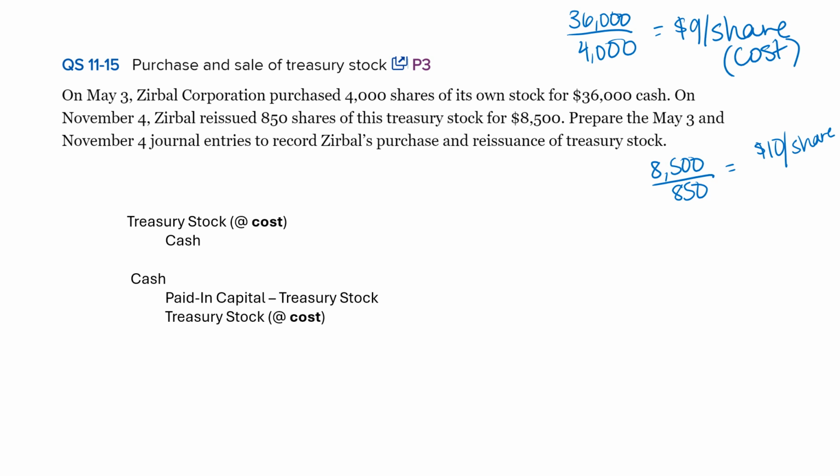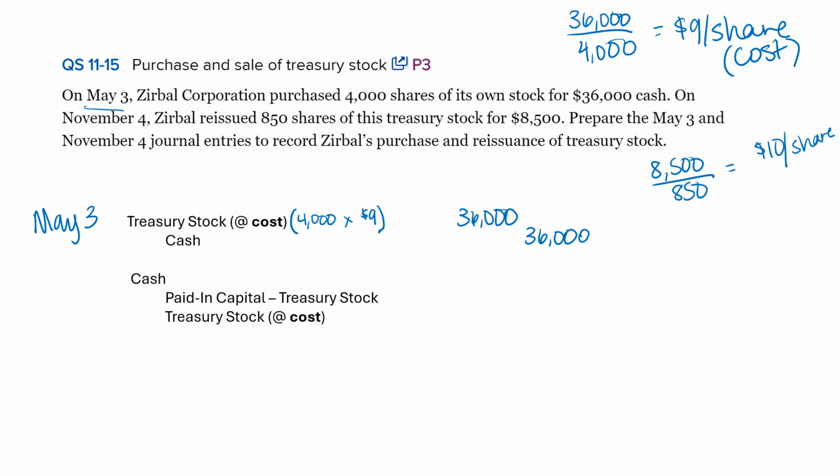It was on May 3rd that the treasury stock was recorded. That is recorded at cost. So that was $36,000, and it was purchased with $36,000 cash. At cost, just as a reminder, this was 4,000 shares at $9 per share.